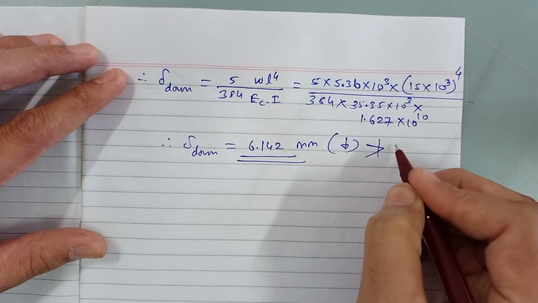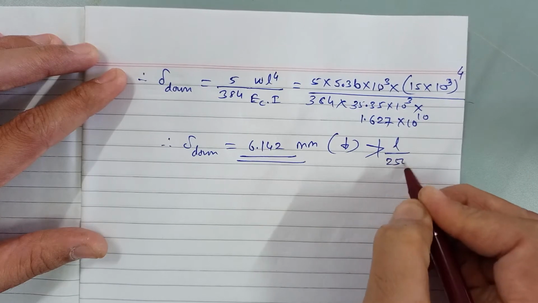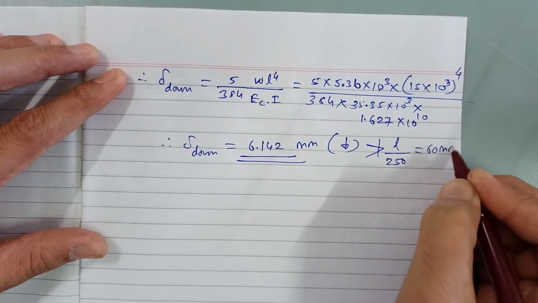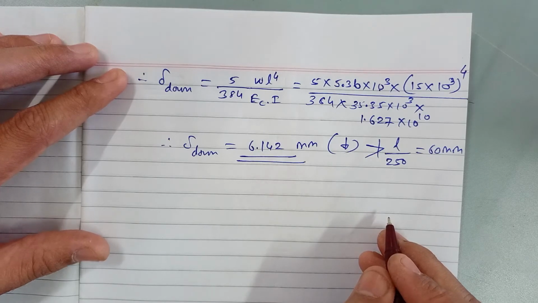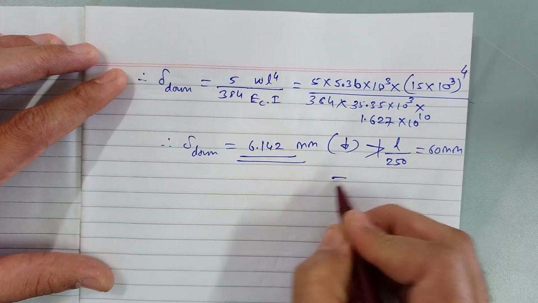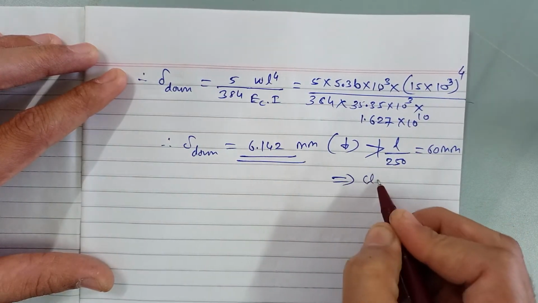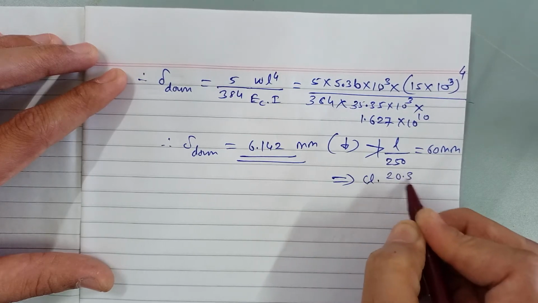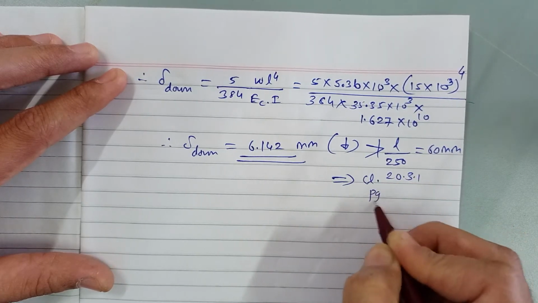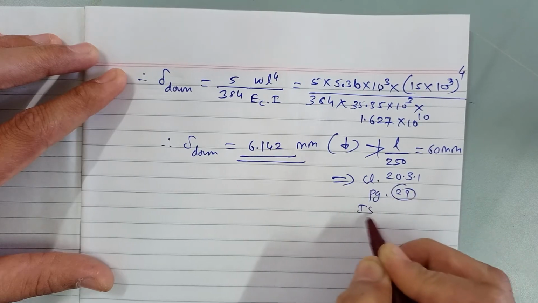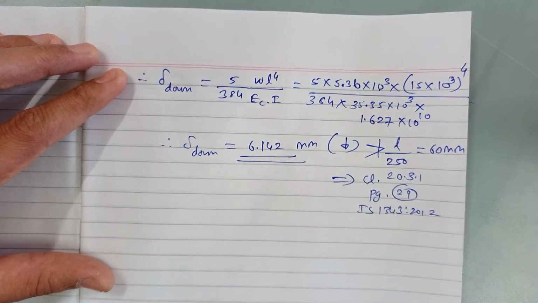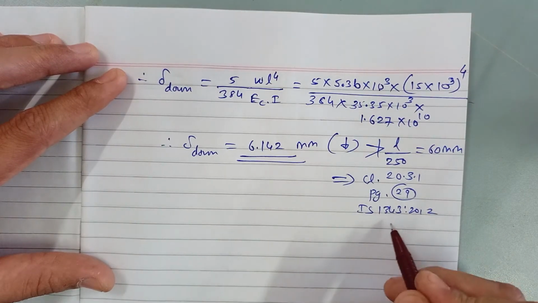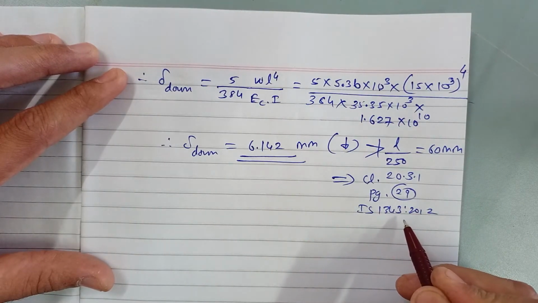And this deflection should not be greater than L by 250, that is 60 mm. And from where have we taken this? We have taken this from clause number 20.3.1, page 29, IS 1343:2012.